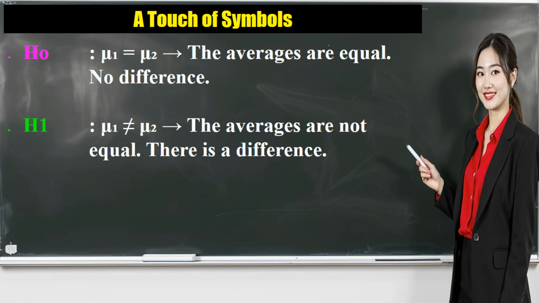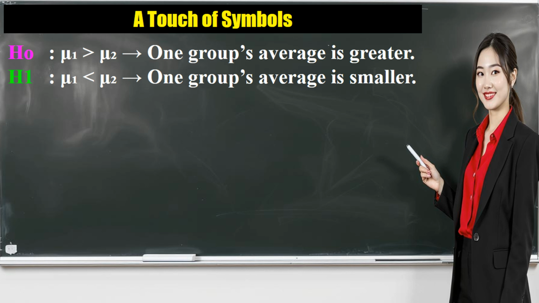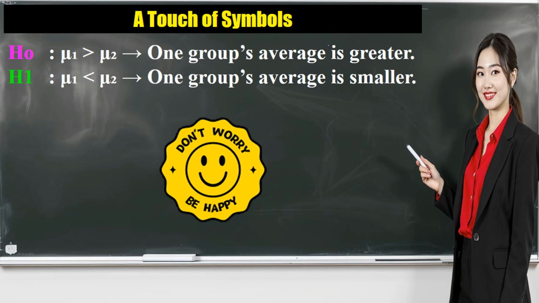Step 5. A touch of symbols. Sometimes hypotheses are written with symbols. Don't worry, it's just shorthand. For example, let's say mu represents the mean, or the average. H0: mu1 equals mu2, the averages are equal. No difference. H1: mu1 not equal to mu2, the averages are not equal. There is a difference. Or sometimes we use one-sided tests. H1: mu1 greater than mu2, one group's average is greater. H1: mu1 less than mu2, one group's average is smaller. These symbols don't change the meaning, they just make your hypothesis more precise.